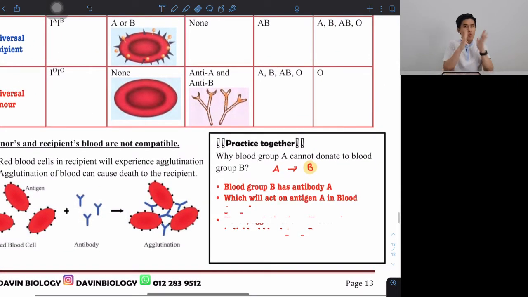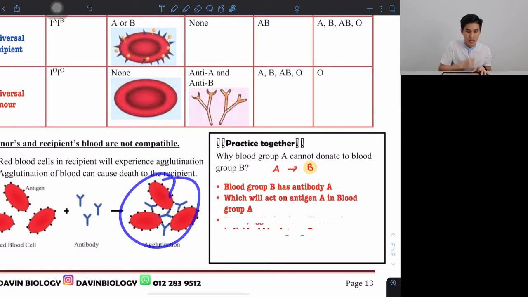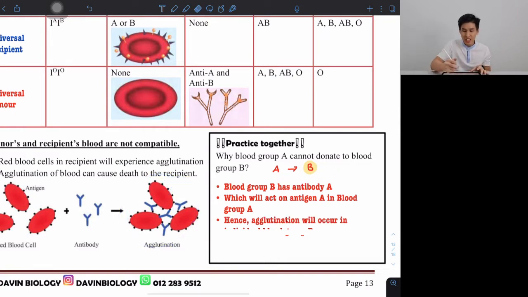So yeah, we don't use the word attack. We say the antibody A will act, not attack, on the antigen A of the blood group A. So when the antibody acts on the antigen, you can see all the red blood cells will clump up together, stick together. This is what we call agglutination. It will occur in the blood group B person's blood.